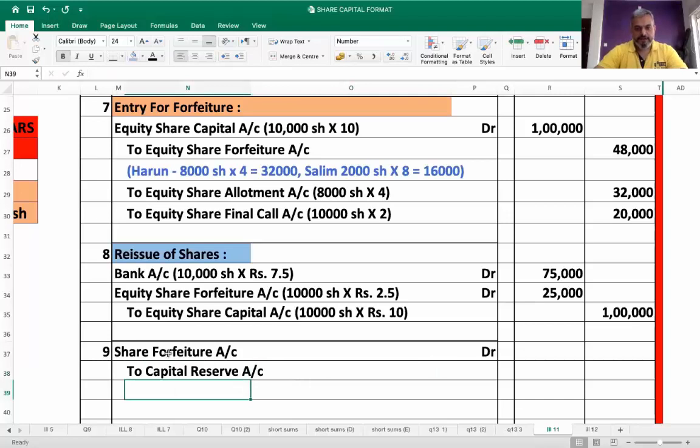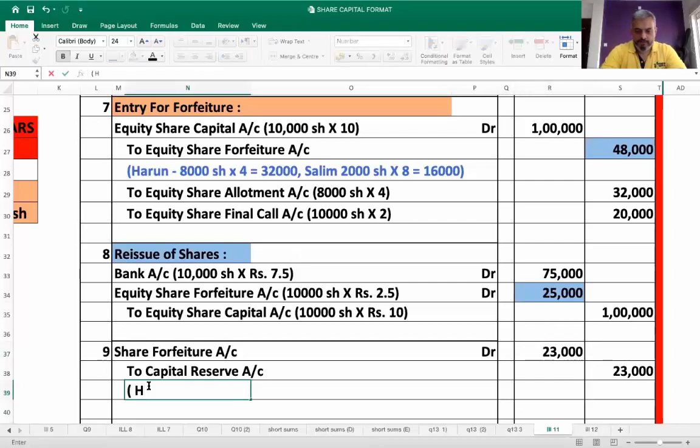Now how we will pass the entry? We can directly do now over here. Credit balance minus debit balance. So 48,000 minus 25,000, which comes to 23,000. So directly you can write 23,000, or you can even do individual working. How would you do that? Okay, let's check it out.